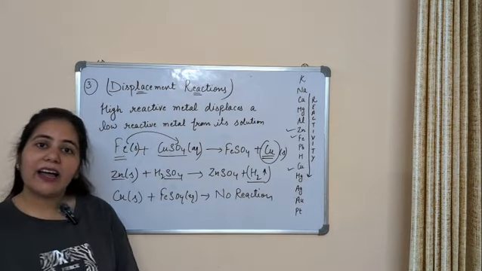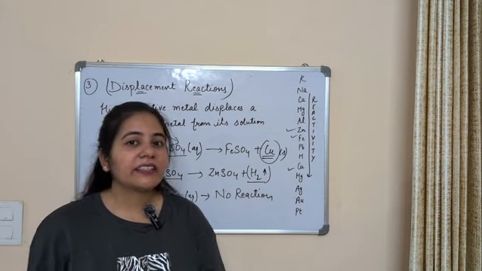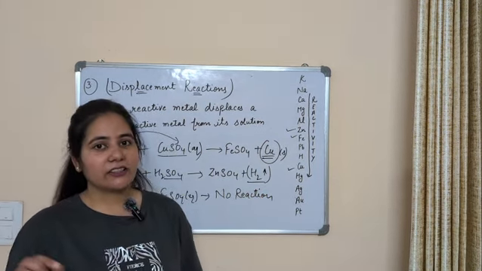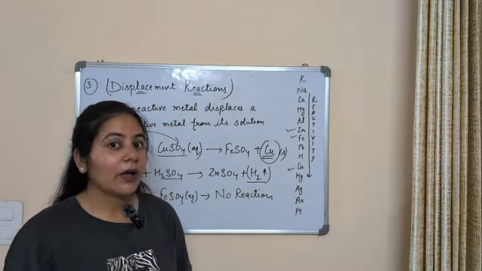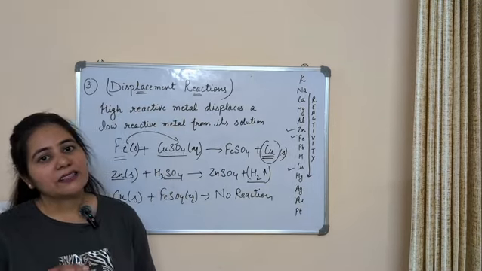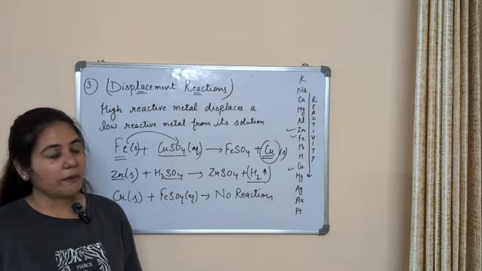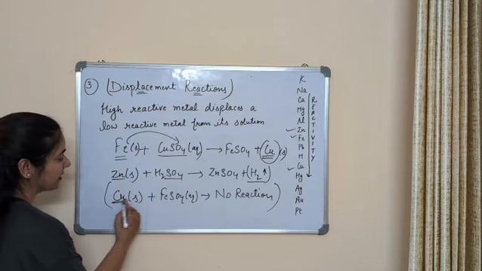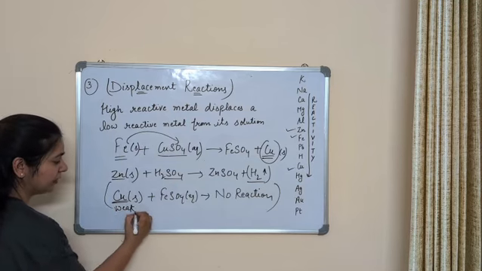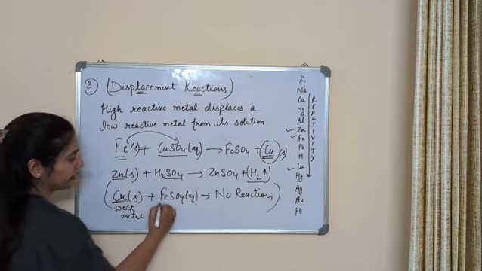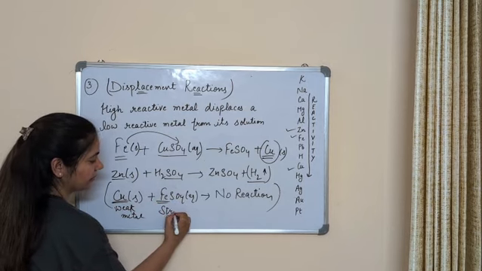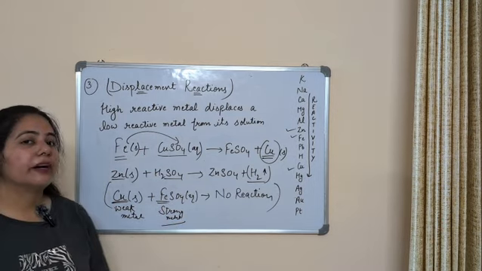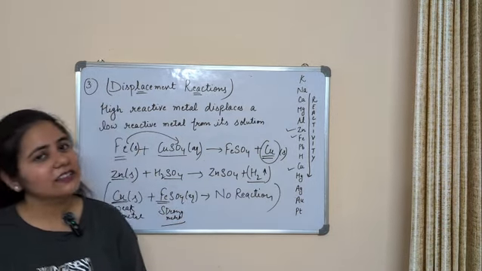And what is the reason behind this? Because displacement reaction says that a highly reactive metal displaces the weak reactive metal from its compound, but not a weak metal displaces the strong metal from its compound. So here this reaction will not take place because copper is a weak metal, and here iron is a strong metal. So strong can displace the weak, but weak metal cannot displace the strong metal.